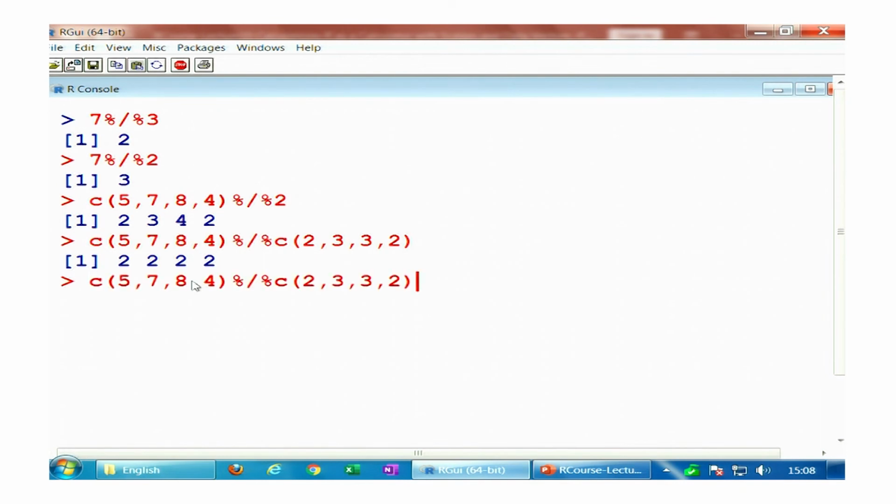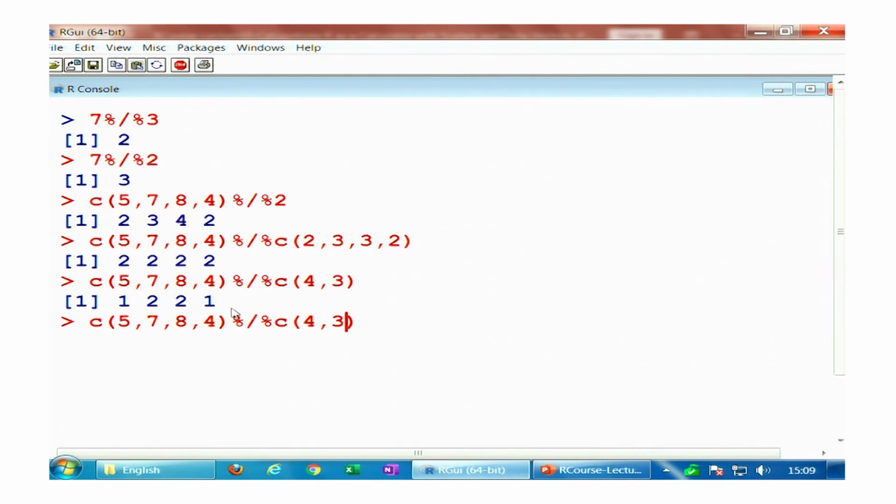And similarly, if I make it like this, say 4 and 3, and remove the other two values such that the length of the second data vector is an exact multiple of the first data vector, this will be 1 2 2 1. How? This 5 integer division by 4 is 1, 7 integer division by 3 is 3 2s are 6, and then 8 integer division by 4 is 4 2s are 8, and 4 integer division by 3 is 3 1s are 3, this is 1.